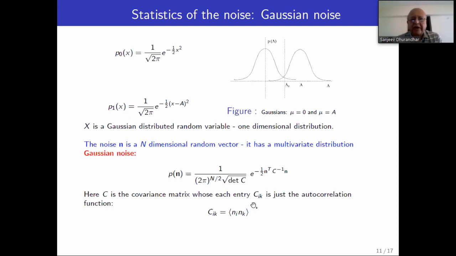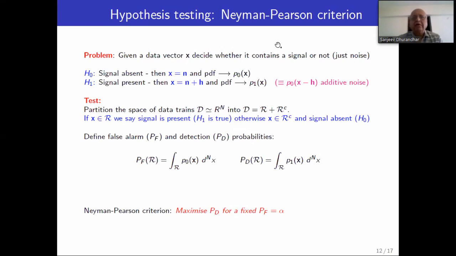So here C is a covariance matrix whose each entry C_ik is just the autocorrelation function, C_ik equal to the expectation of n_i n_k. This was what I had written earlier. So this is exactly that, but you have to take the inverse of that. And this is how the distribution looks like. So that's what is called Gaussian noise. But your detector noise need not be Gaussian. But one sees that when you do all this kind of cleaning of the data and so on, your noise tends to become Gaussian. So that's why this Gaussian noise is important.